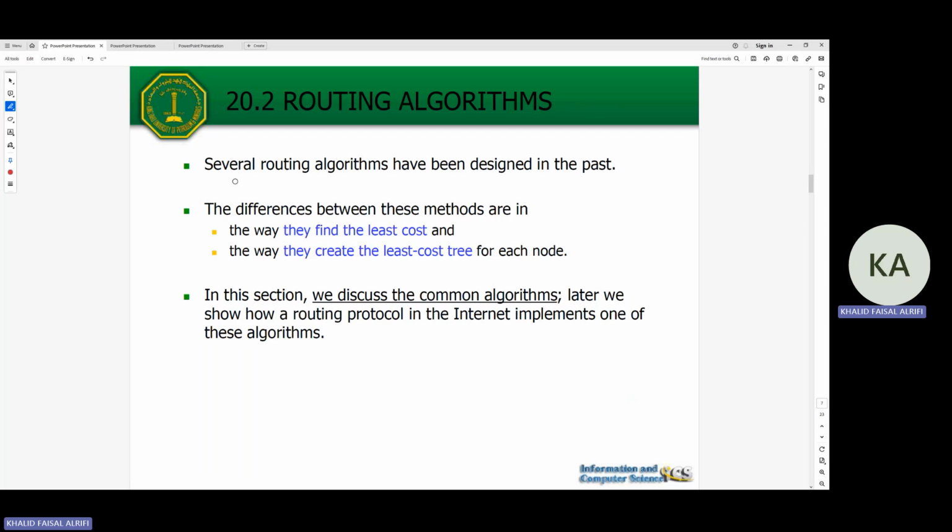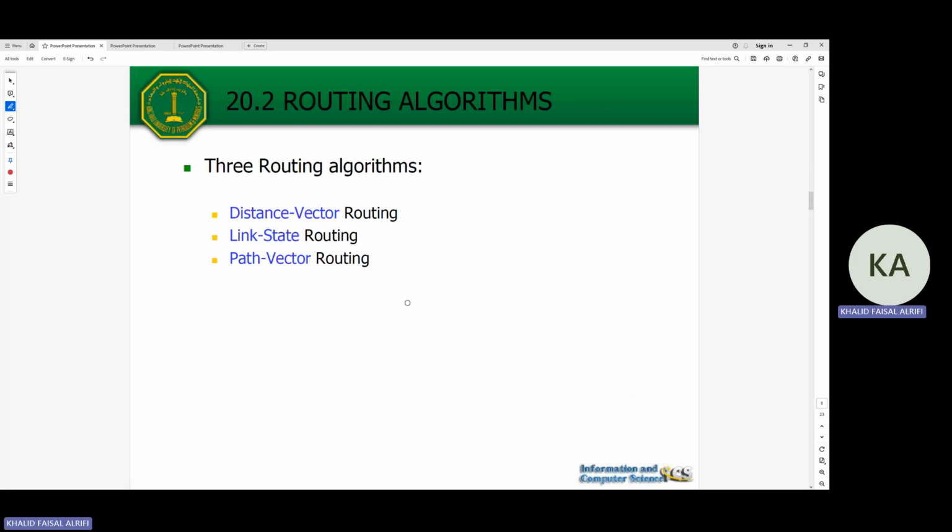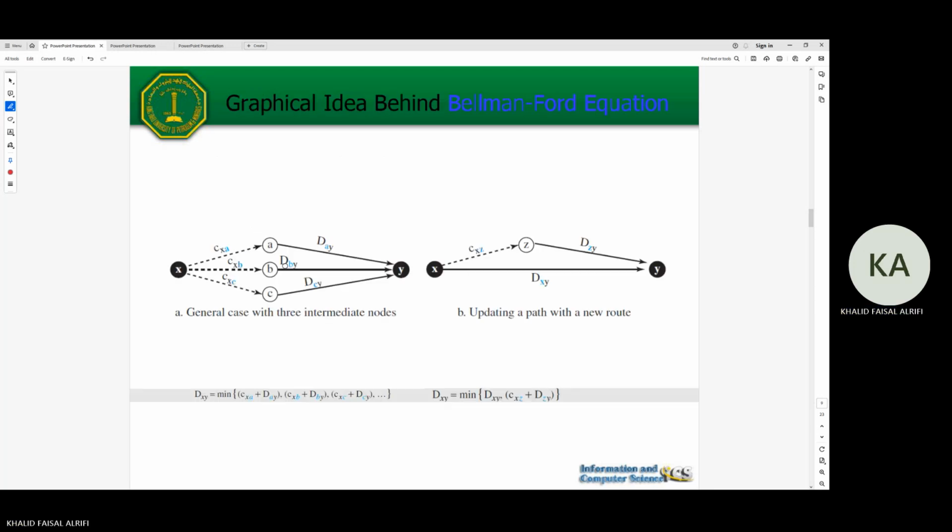Okay. Routing algorithms: several routing algorithms have been designed. The difference between them is the way that they find the least cost and how they create the least cost tree. We will discuss the common algorithms in this section, which are distance vector routing, link state, and path vector. You can search for this Bellman-Ford equation on the internet for more details, but I guess it's not important. I didn't actually understand it, and I just skipped it.